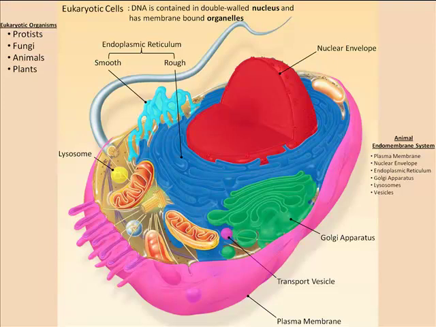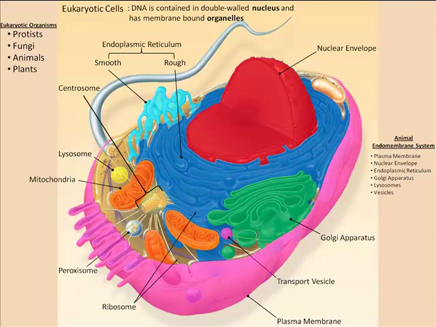In addition to these, you'll also find centrosomes, mitochondria, peroxisomes, and ribosomes throughout a eukaryotic cell.